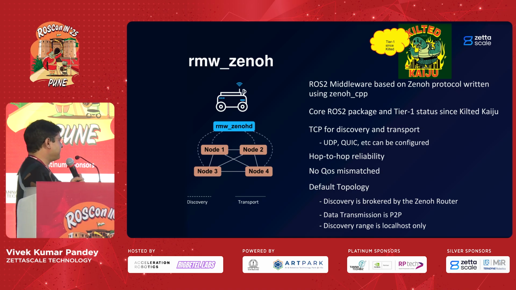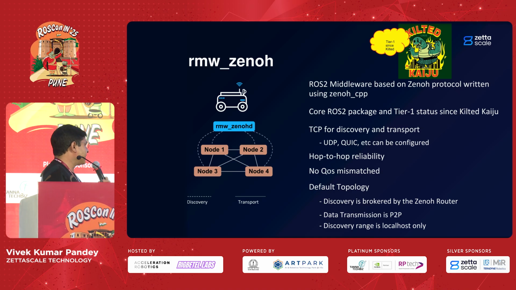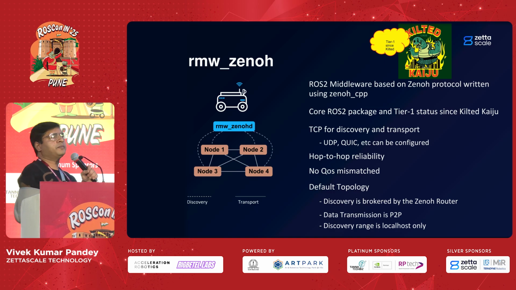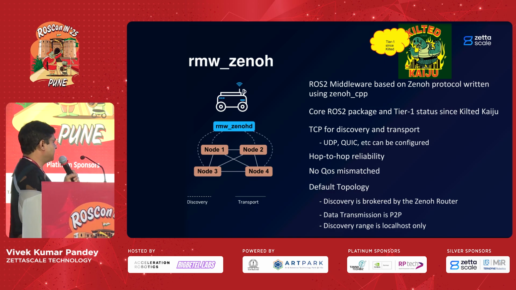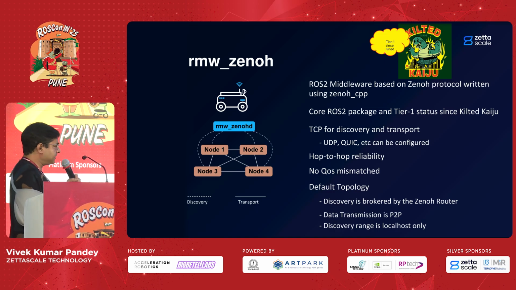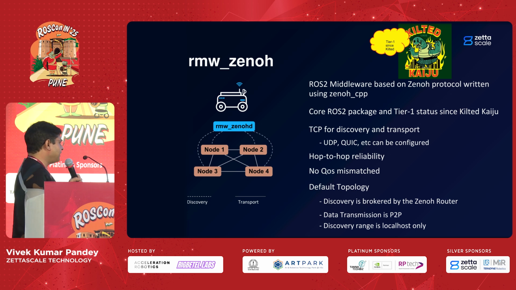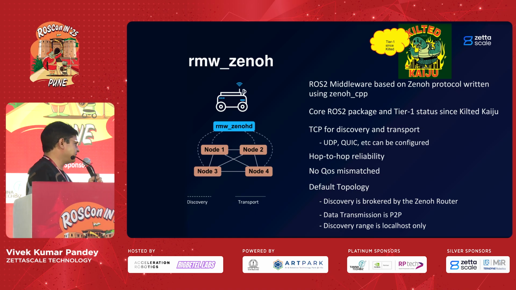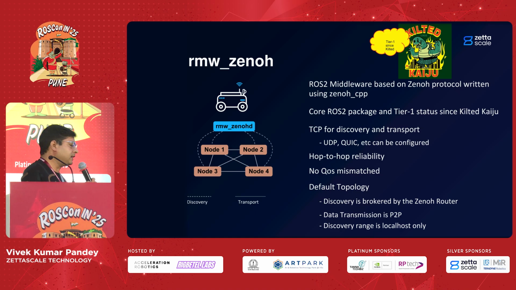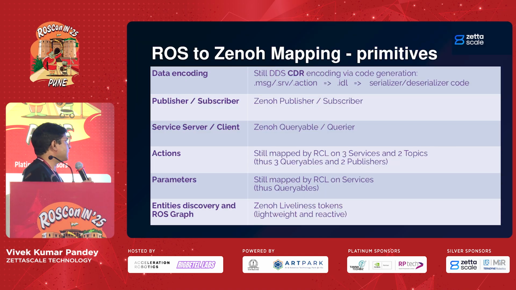RMW Zenoh provides hop-to-hop reliability. And the problem in DDS related to quality of service mismatches, here we don't have such problems. In the default topology, all the discovery is done by the Zenoh router, and all the data communication is done peer-to-peer. And discovery is local to the localhost.